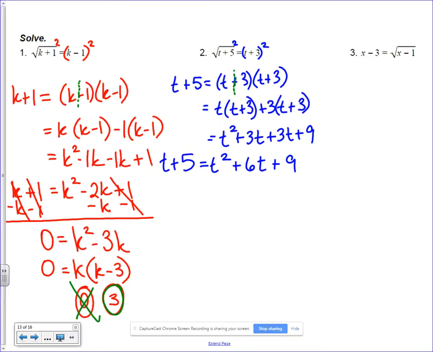How many kinds of variables do I have here? 2. I've got a T squared and a T, don't I? Which means I got to set it equal to 0. How are you going to do that? Minus this T. Also put it underneath those. Minus the 5.